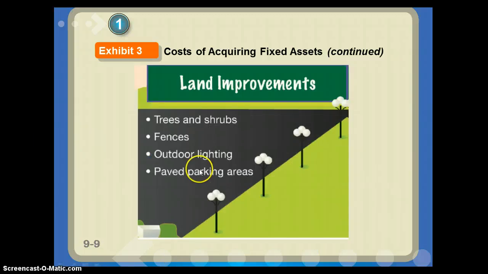Land improvements are also part of the cost. We need trees and shrubs, fences, lighting, parking lots. Those are all part of making that land useful to us. Therefore, they are part of the costs of acquiring that land.